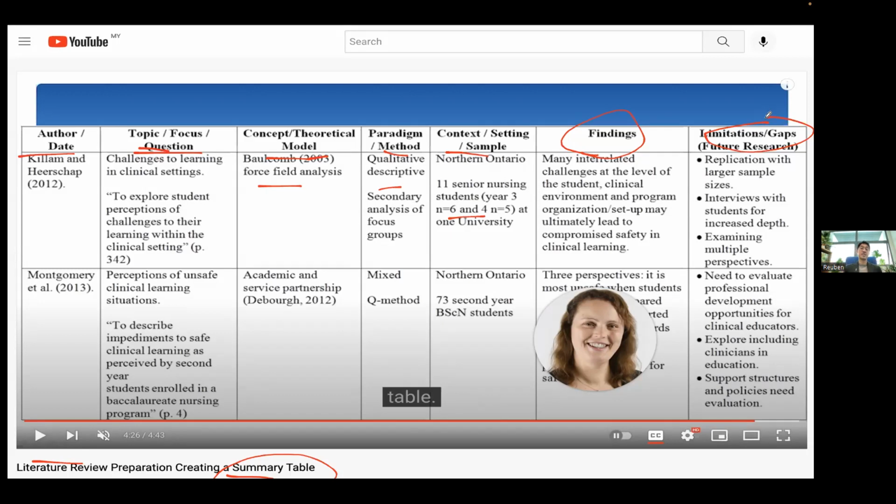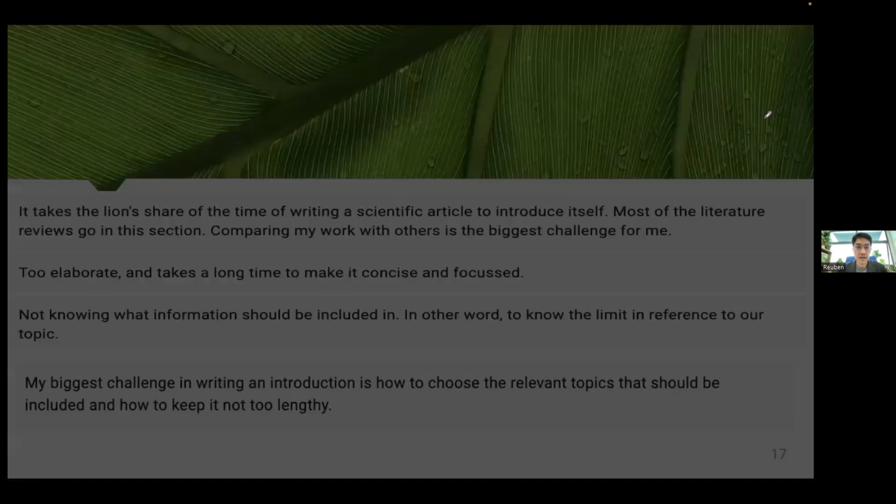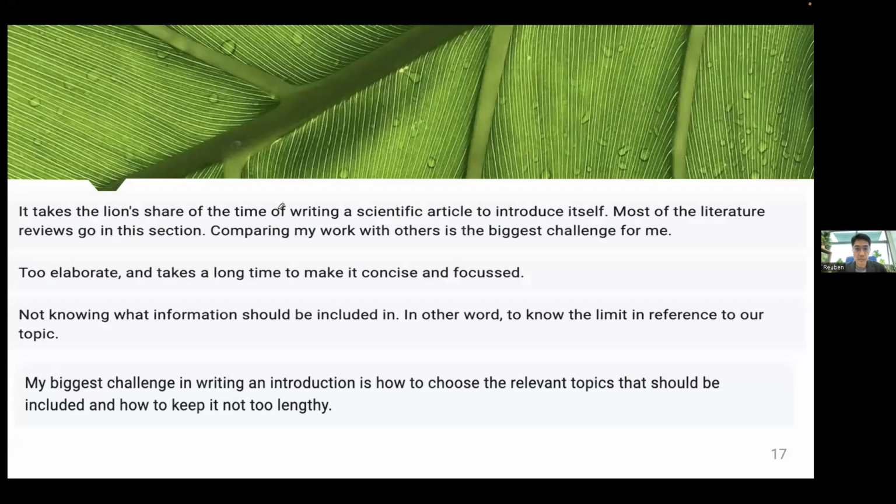So immediately after you highlight your paper, you might want to consider putting all the information into a summary table like this. That allows you to really organize all the information. And then from here, you can pick relevant studies to form your introduction. All right, I hope that helps.